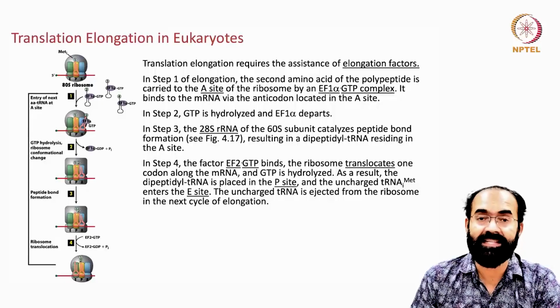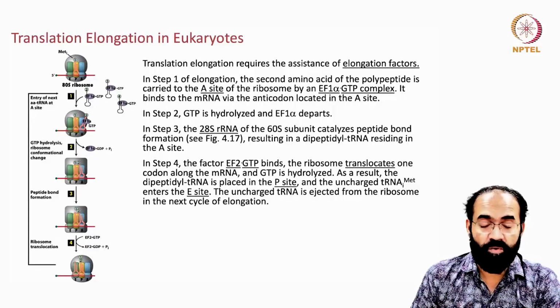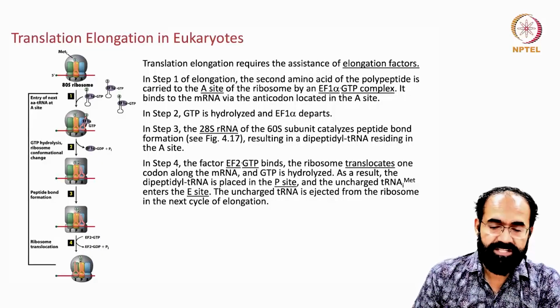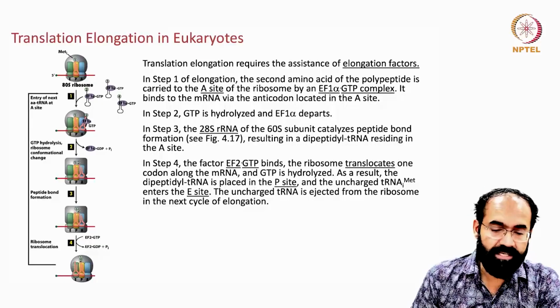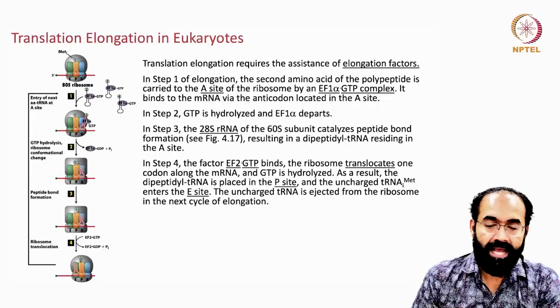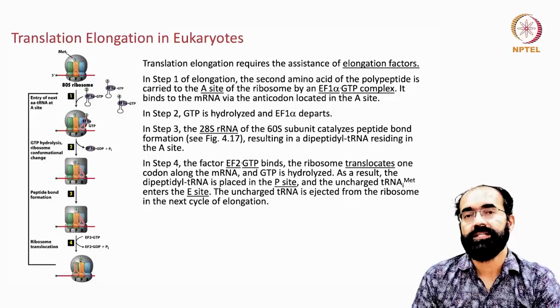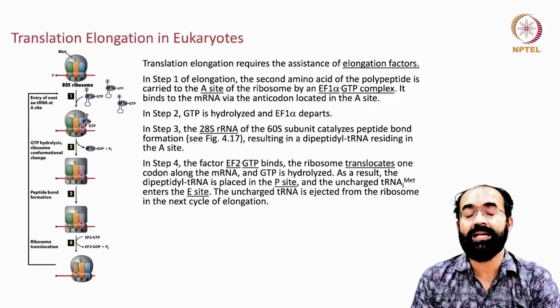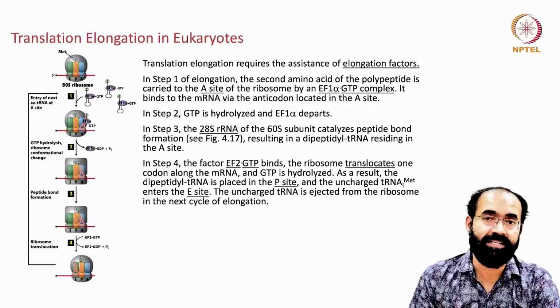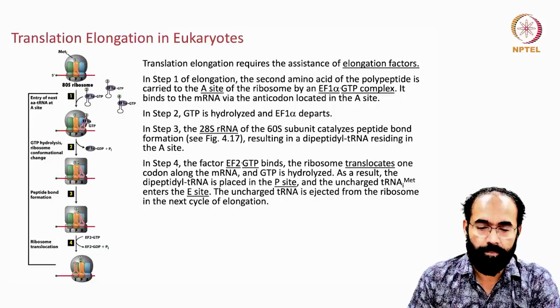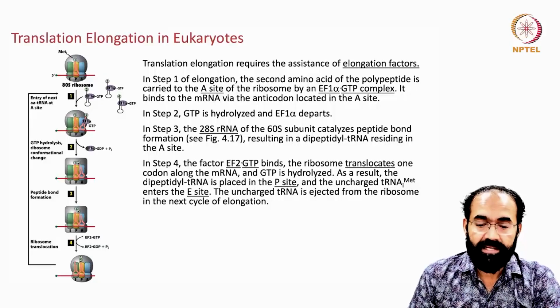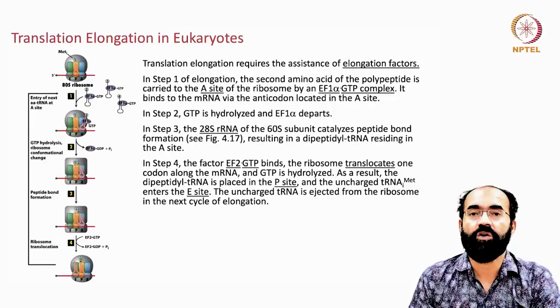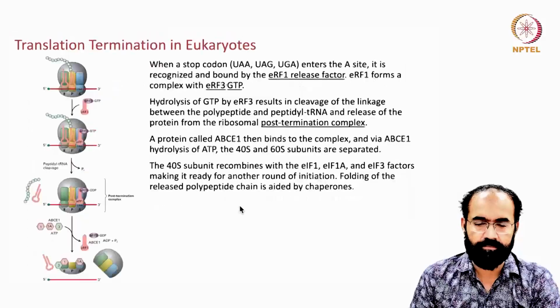The dipeptidyl tRNA resides at the A site, and in step 4 the factor EF2-GTP binds the ribosome, translocates one codon along the mRNA, and the GTP is hydrolyzed. So as a result, the dipeptidyl tRNA is placed in the P site. So first the dipeptide, or the methionine, is transferred onto the incoming tRNA, and then at the cost of energy, the dipeptide bearing tRNA moves on to the P site. The uncharged tRNA is ejected from the ribosome in the next cycle of elongation through the E site or exit site.